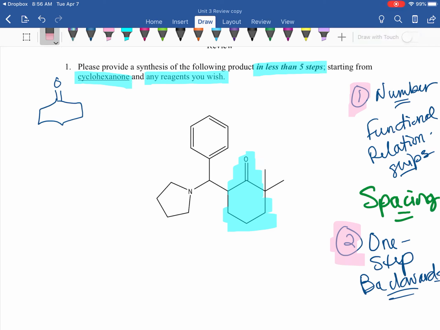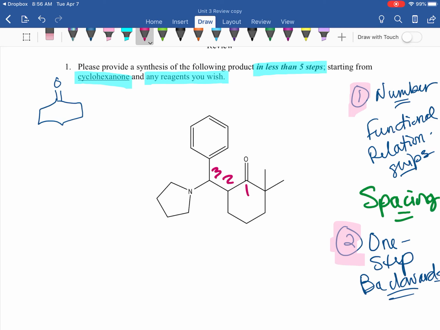All right, let me erase this. All right, so let's set ourselves up for success. Let's try some numbering. We've got a nice ketone, which is part of this unit. We've got a nice amine. So I'm going to just number that way. I've got 2 functional groups. Their spacing is going to tell me what kind of reaction makes those things. Okay, so I'm going to just start right here and number.